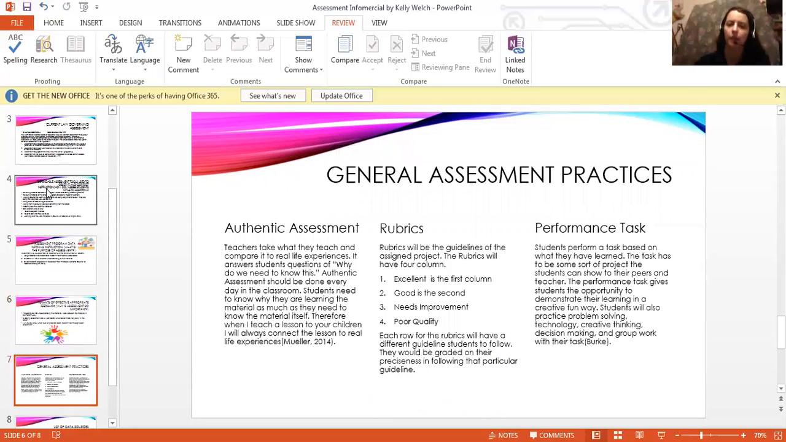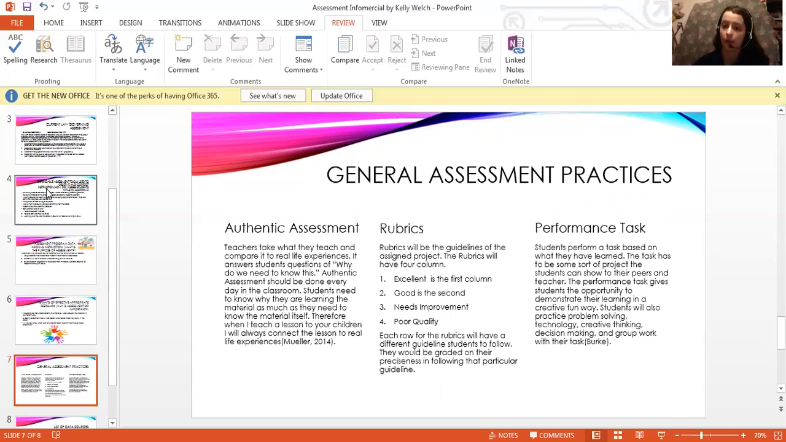And then the three general assessment practices. Authentic assessment is where I will apply the lesson to everyday life situations. So every lesson has a real life experience. Students learn not only the material, but why this material is important to their lives. And then rubrics are the guidelines for whenever I assign projects, and the students have to follow these rubrics in order to get a correct grade. So my guidelines are always right there for students to be able to understand.